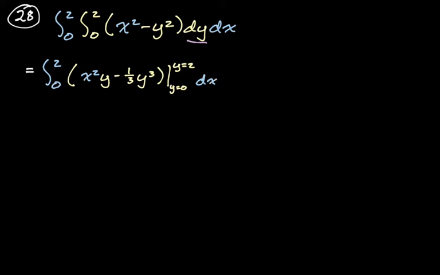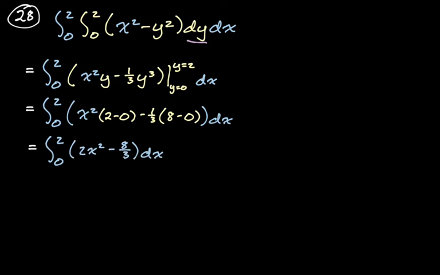I can't force you to do it, but it's a really good habit to get into. All right, so we evaluate. So remember, we're plugging in for y, so we'll have x squared and then 2 minus 0. Then we'll have minus 1/3, 2 cubed, which is 8 minus 0. Okay, so this, when we clean it up, gives us this integral.